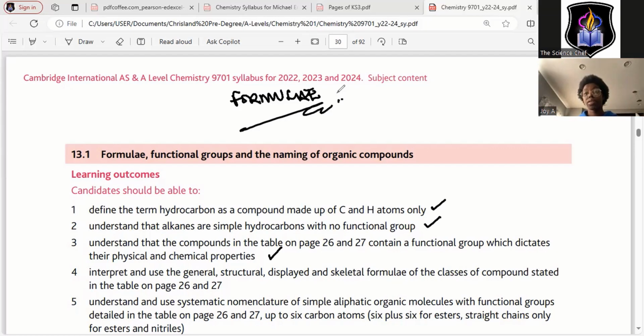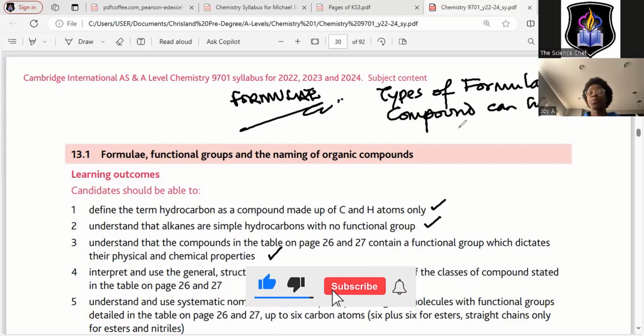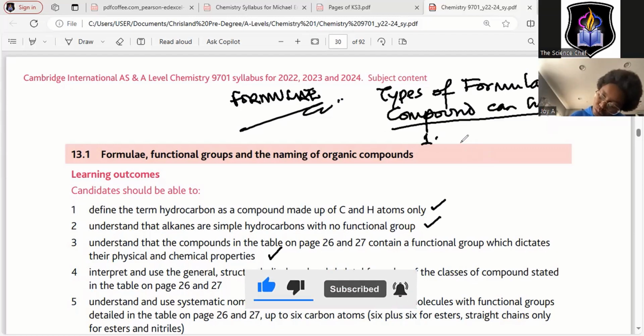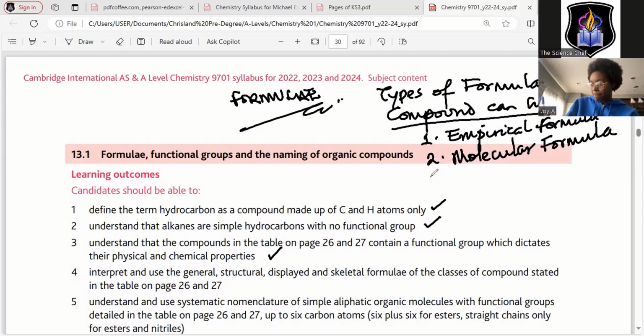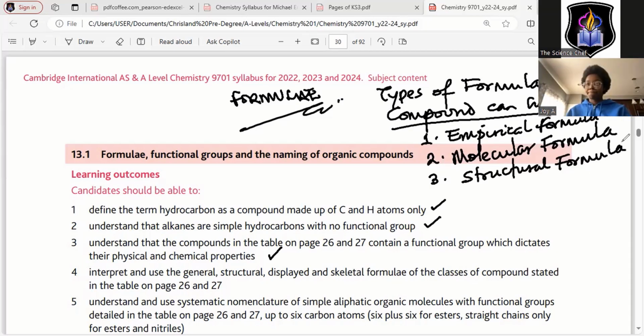Okay, but before we continue, let me just give you the types of formulae that an organic compound can have. One is empirical formula. Two is molecular formula. Three is structural formula. Are we good? Yes, sir. Okay. Let's look at empirical formula.